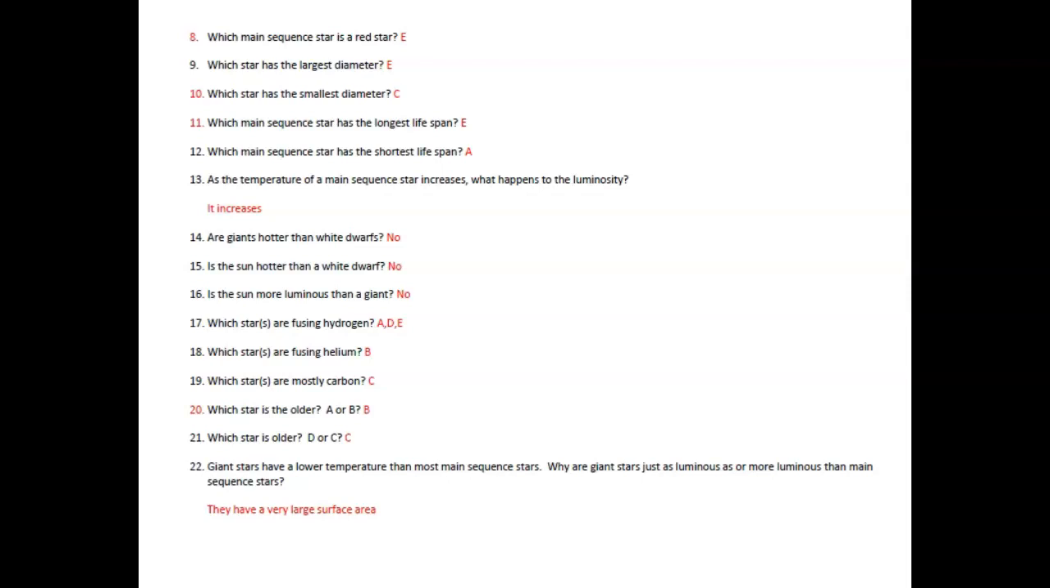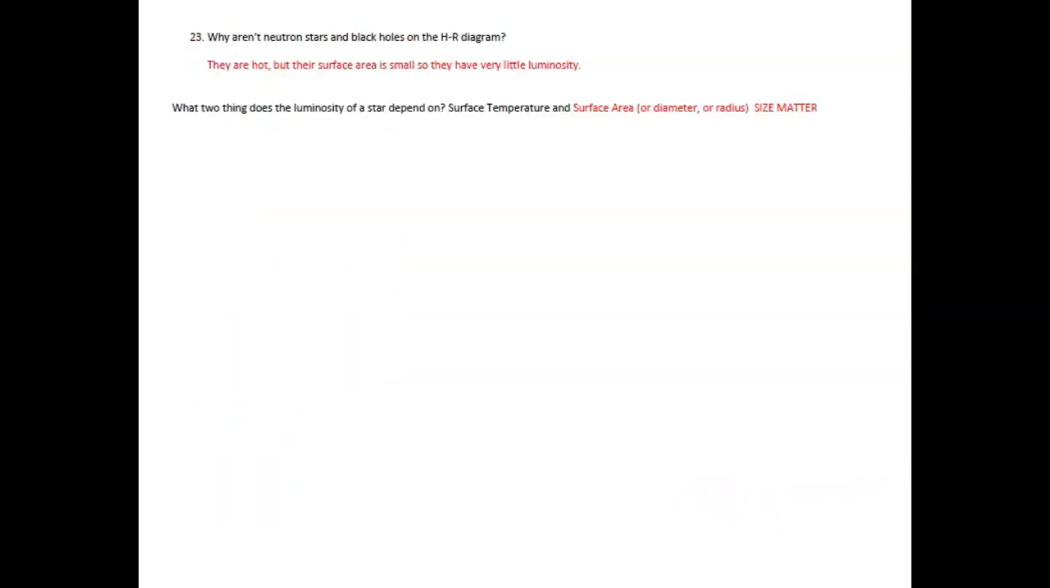Couple other important questions. Down here on number 22, it says giant stars have a lower temperature than most main sequence stars. Why are giant stars just as luminous or more luminous than main sequence stars? Well, it's because they have very large surface areas. That really does make the difference.